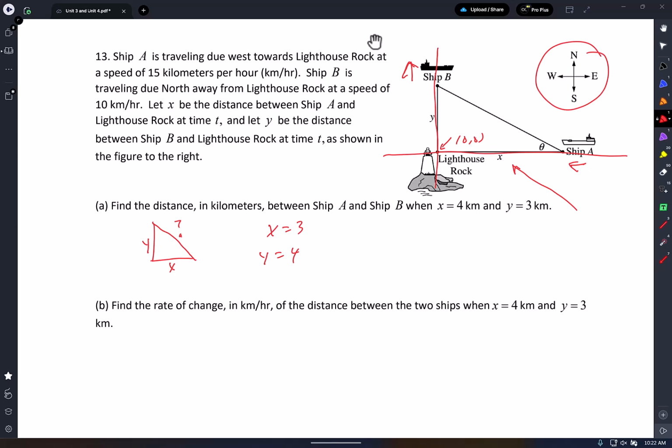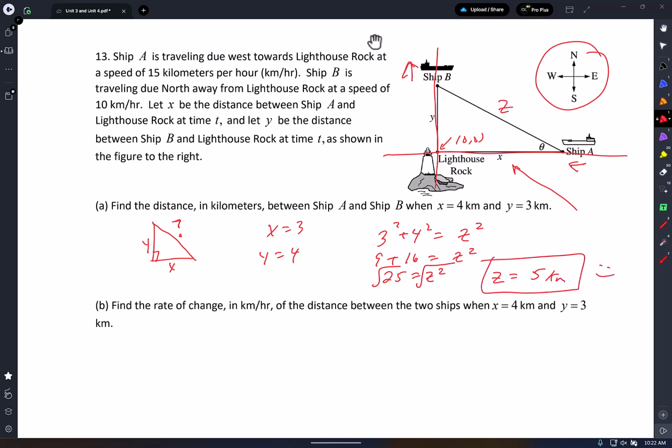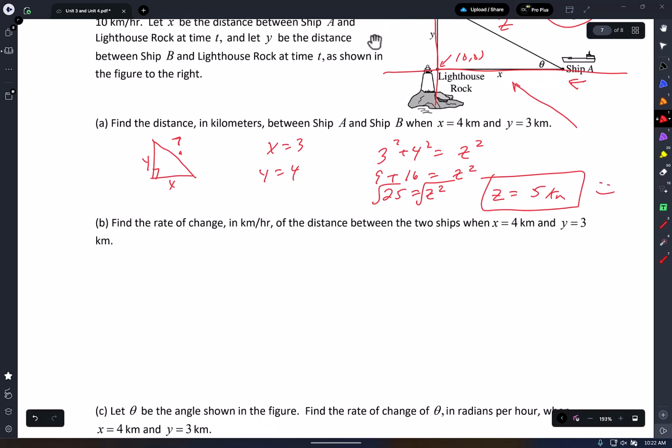But if you don't see that, I'm going to use the Pythagorean theorem. 3 squared plus 4 squared equals z squared, where z is the distance between ship A and ship B. So 3 squared is 9, 4 squared is 16, equals z squared. 25 equals z squared, square root, z equals 5. And not just 5, make sure to put units, 5 kilometers. All right, there it is. I don't see any issues there. Find the rate of change in kilometers per hour of the distance between the two ships when x is 4 and y is 3.